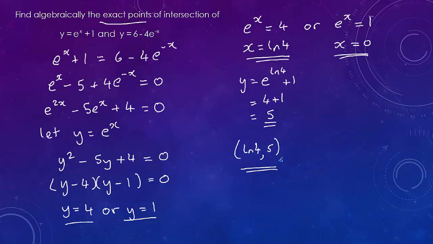5. And if x is 0, y equals e to the 0 plus 1. So y is going to be 1 plus 1, and therefore y is 2. And so we have the point 0, 2.